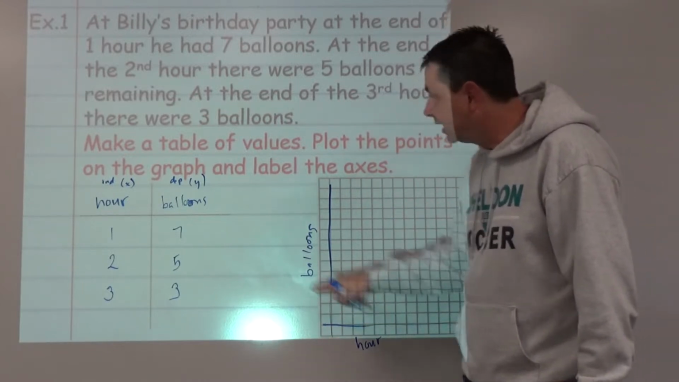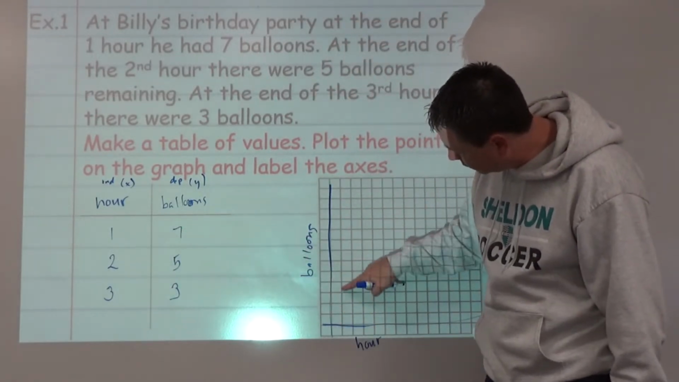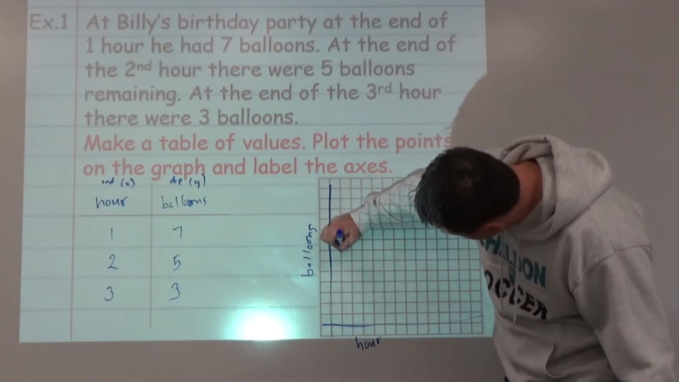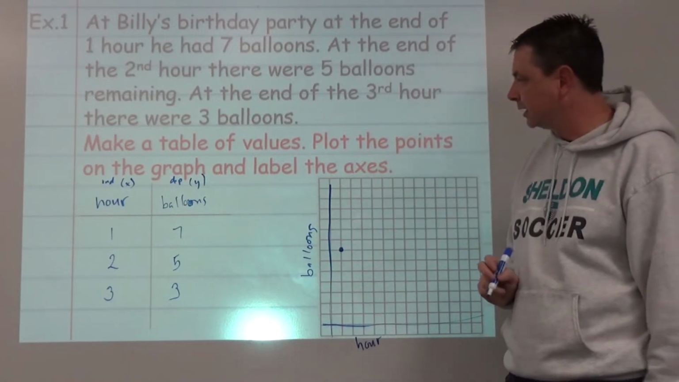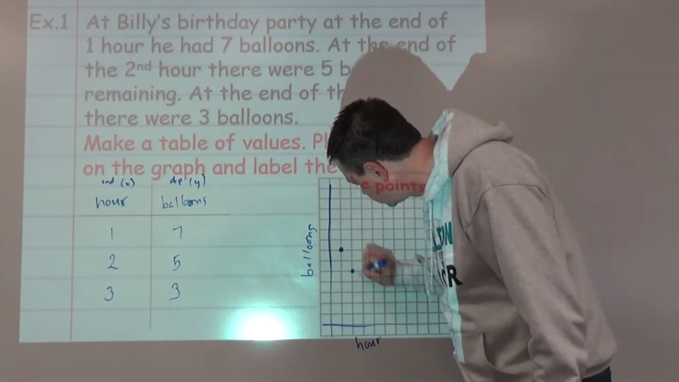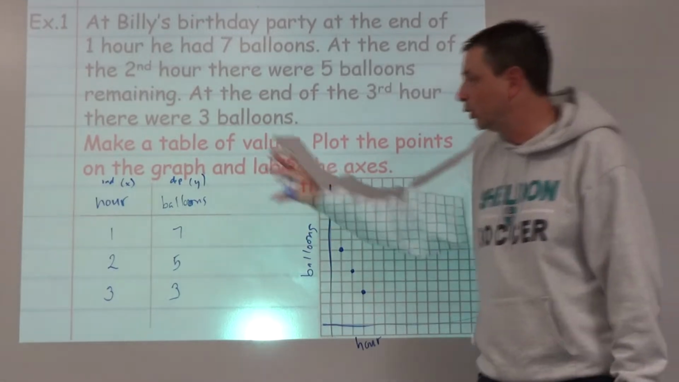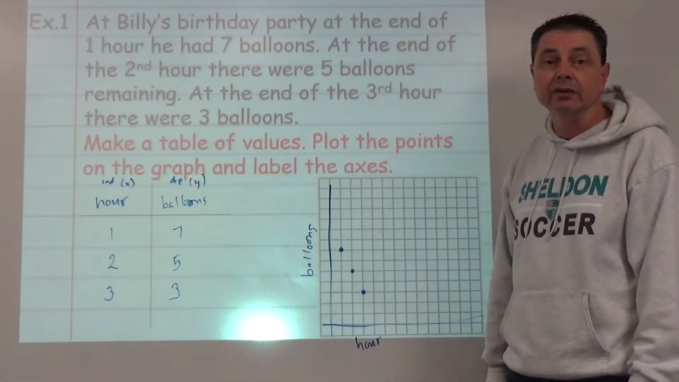So we would say at 1 hour, 7 balloons. 1 to the right, 1, 2, 3, 4, 5, 6, 7 balloons. Right there. 2 hours, 5 balloons. 3 hours, 3 balloons. So we have a set of points based on our table of values.